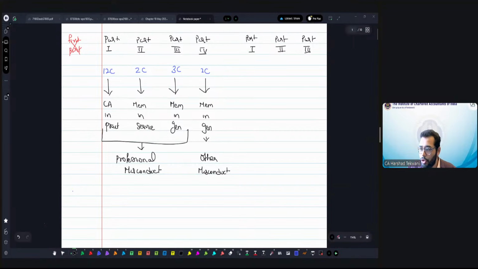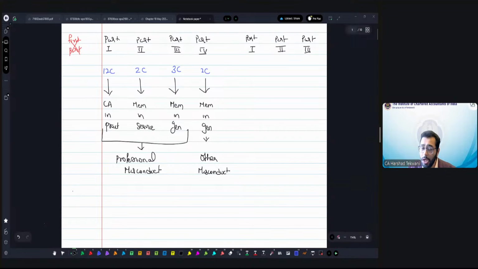Again, part one and two. Part one is applicable to professional misconduct for a CA in practice. Part 2 is applicable to members in general. You don't have members in service separately, the way we have in the first schedule. But there is one specific clause in part 2 itself, which we will talk about, that is applicable to members in service. Part 3, only one clause, is with respect to other misconduct. Again, members in general, but this is with respect to other misconduct. So similarly, these two parts talk about professional misconduct, and this particular part talks about other misconduct.